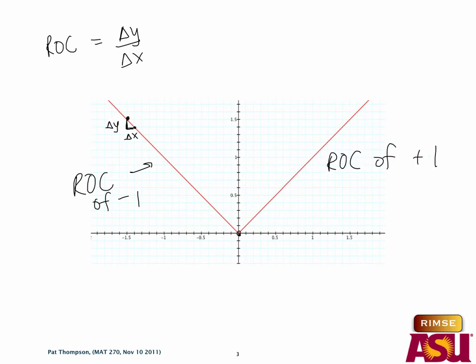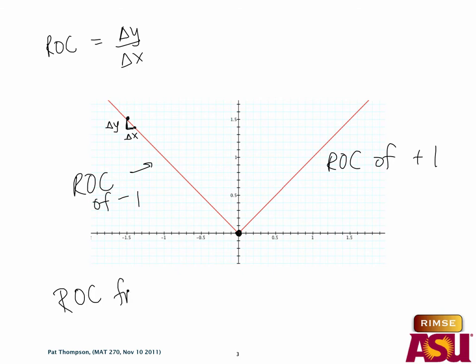Okay, what about at 0? So if I go a little bit to the right and compute the average rate of change, I get +1, right? But if I go a little bit to the left, I get a rate of change of -1. So which one is it? So here's the kicker, right?